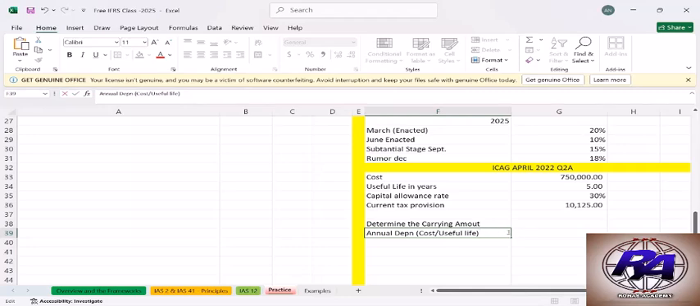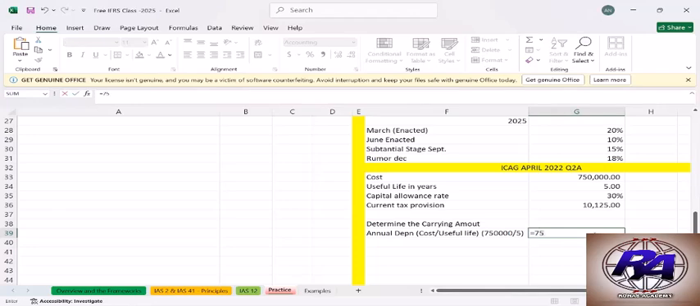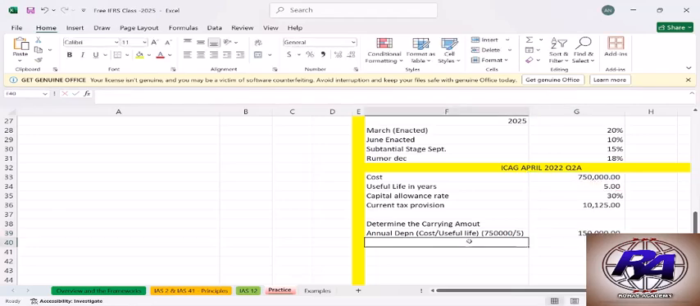Okay, so in this case it's going to be the 750,000 divided by 5. That will give us our annual depreciation, our yearly depreciation. So here, 750,000 divided by this should give us our annual depreciation. Then we said our carried amount, we need our accumulated depreciation.